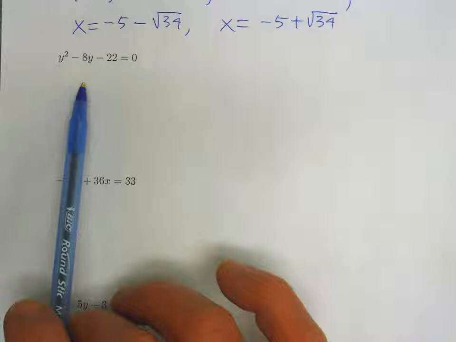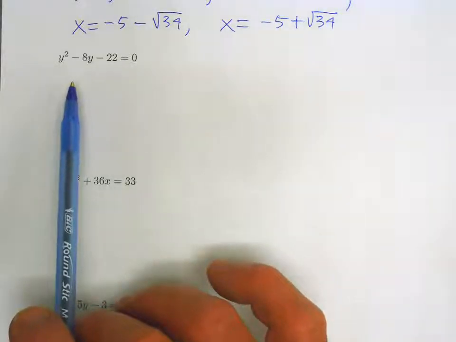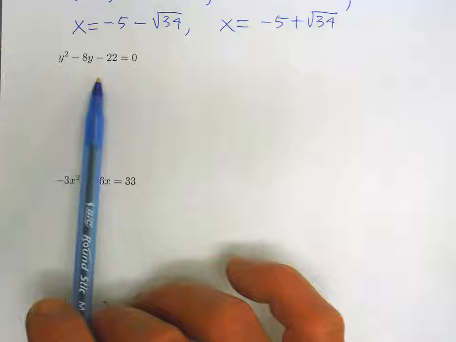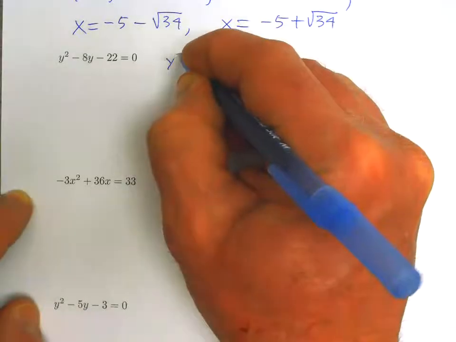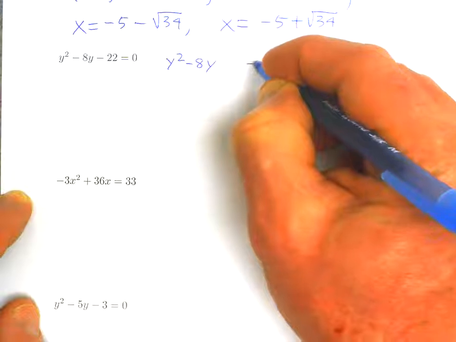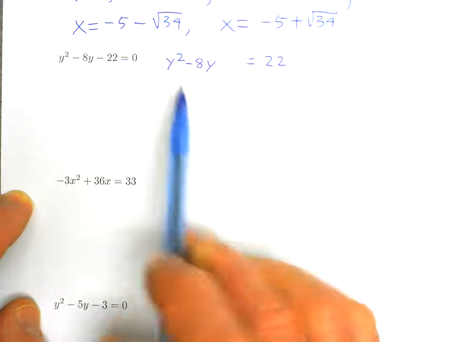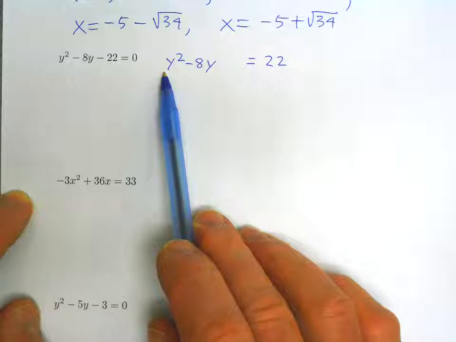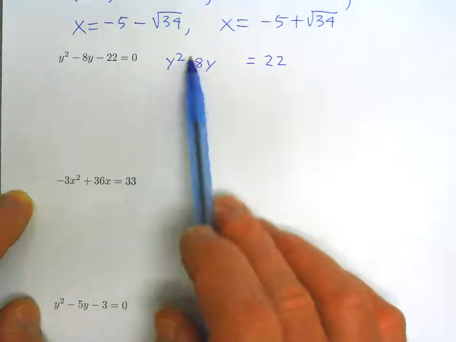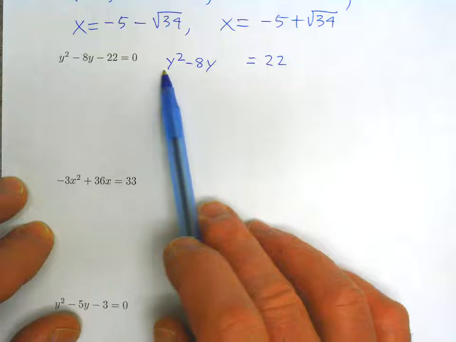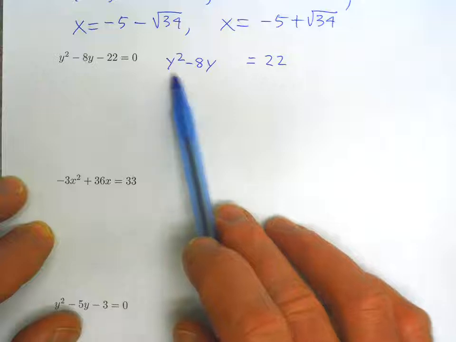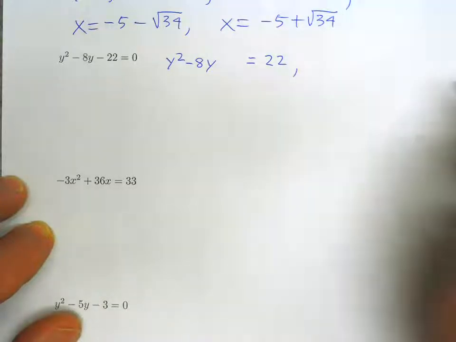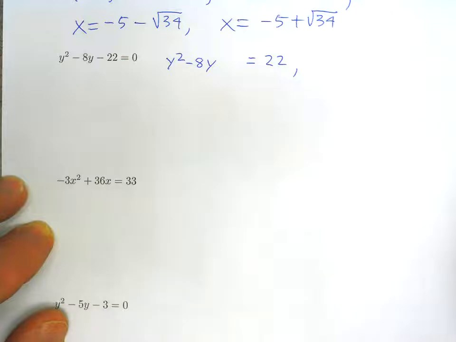Okay, solve this equation by completing the square. y squared minus 8y minus 22 equals 0. So first, add 22 to both sides. So we get y to the second minus 8y equals 22. The coefficient of the y squared term is 1. If it isn't 1, we want to divide every term on both sides by whatever that coefficient is. And then we can create a perfect square trinomial.